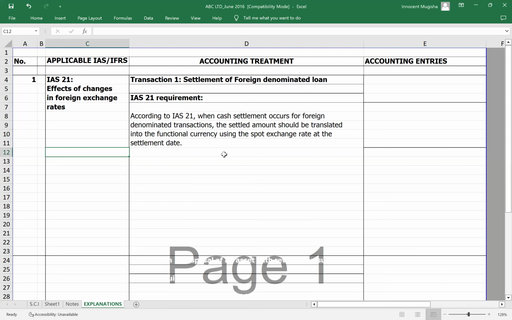So according to IAS 21, if you can recall what we discussed, if you have a transaction that is in a foreign currency, you'll be required to translate it into your functional currency.